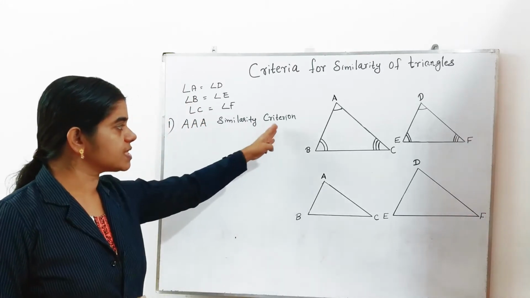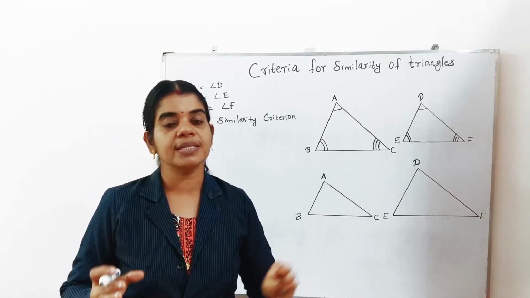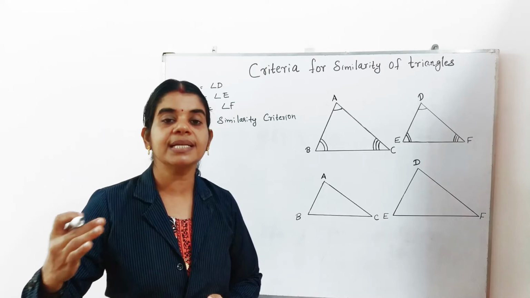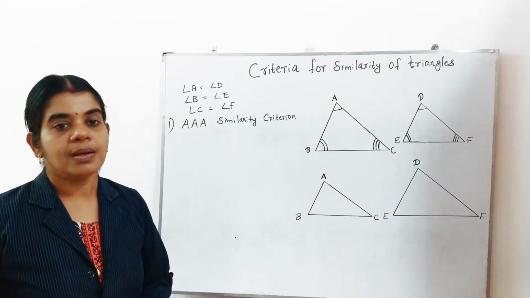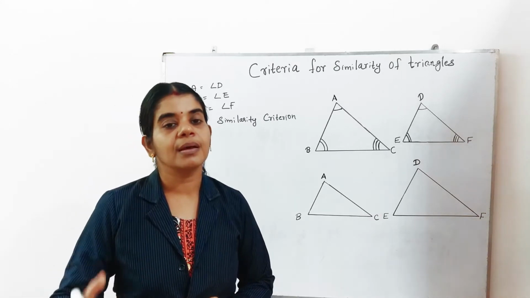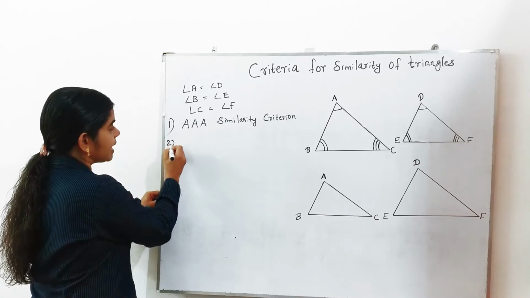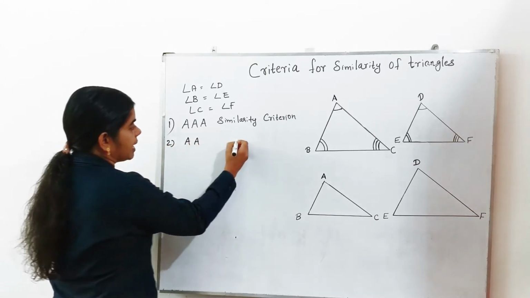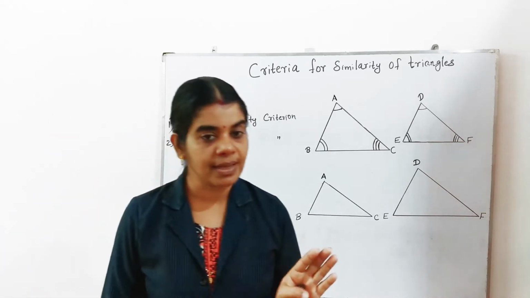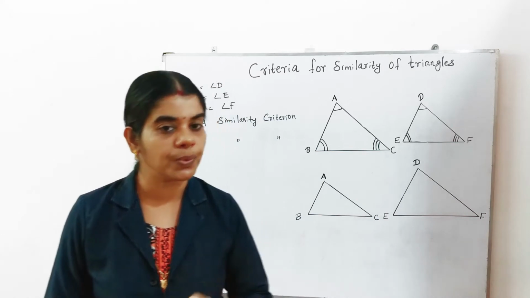So the first case we studied is the AAA similarity rule. For the second, if two angles of one triangle are equal to two angles of another triangle, then the sides ratio will be proportional, and the two triangles will be similar. That rule is known as the AA similarity criterion. So we have discussed two similarity criteria for triangles now.